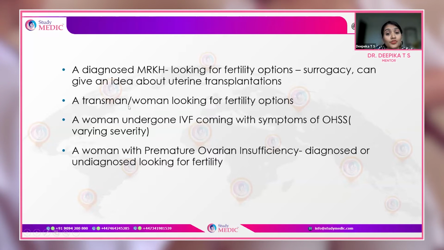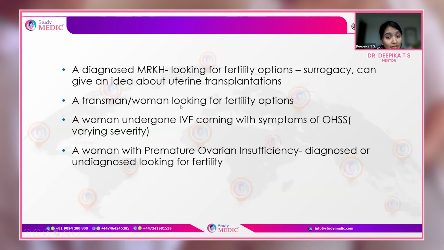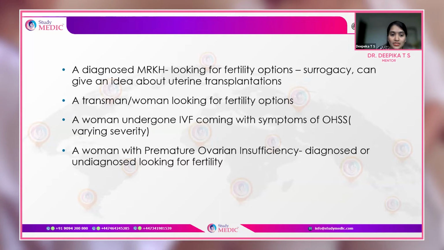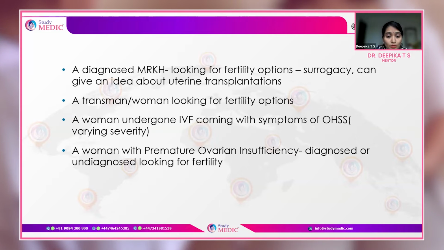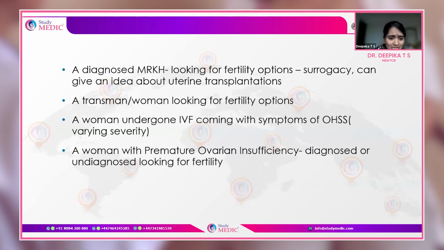A trans man or a trans woman looking for fertility options. And a woman who had undergone an IVF and presenting to you with symptoms of OHSS, could be of varying severity. This could be a station. And a woman with premature ovarian insufficiency. So it could be breaking bad news, or she knows that she's going for POI and she's looking for fertility options. The list is endless, but I've given you probable stations or common stations which are asked.